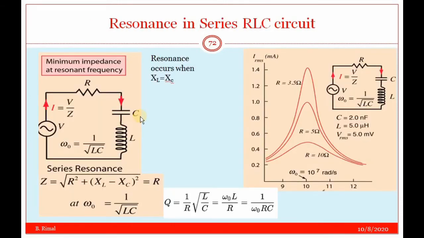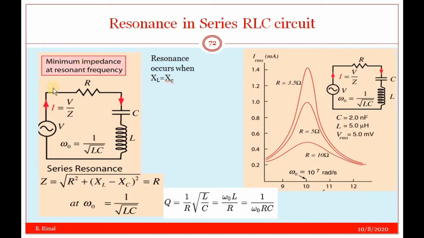Okay, let's revise a little on resonance in a series RLC circuit. Resonance occurs in any circuit when the supply voltage and current are in the same phase, that is, the inductive and capacitive effects of the circuit cancel out each other. In this RLC series circuit, the resonance will occur when the capacitive reactance is equal to the inductive reactance, that is XL is equal to XC.